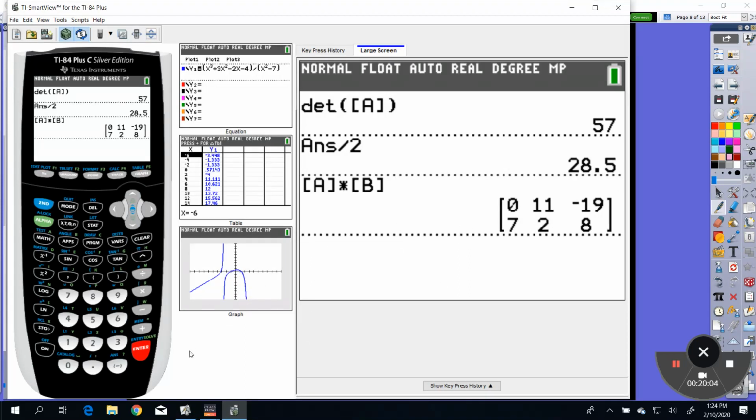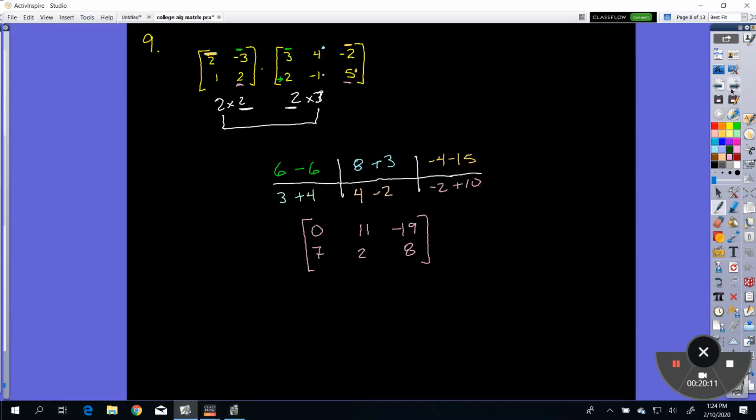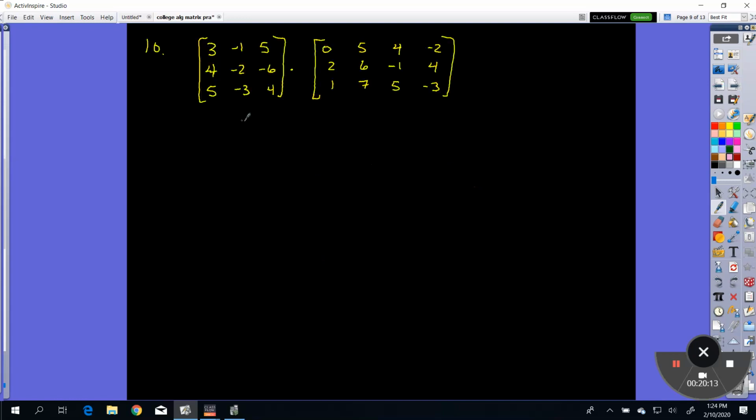Now, number 10, it says any method. You're welcome to do it by hand. You'll get the same answer. You would have, this is a 3 by 3. This is a 3 by 4. So my answer is going to have 3 rows by 4 columns.